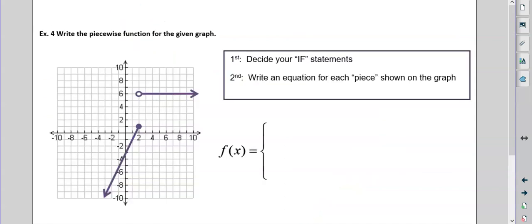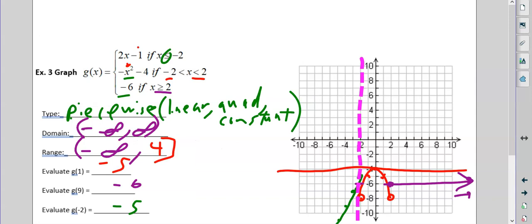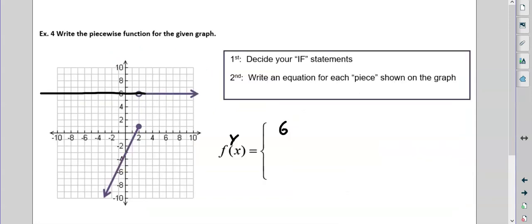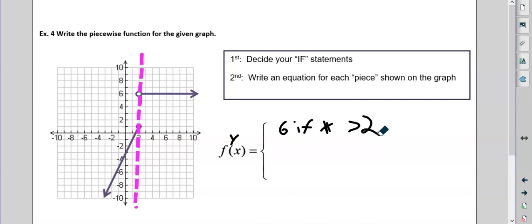Now, on this part, we're going backwards. Okay? So just look at this and imagine this was a whole line. Well, that's the line y equals 6. Okay? Just like we had over here, y equals negative 6. But then we have to add our if. Because we're only talking about if x is, now which way is it going? It's going towards the positive side. And it's an open dot, so I say greater than. And where is it? Greater than 2. So that's the first one.